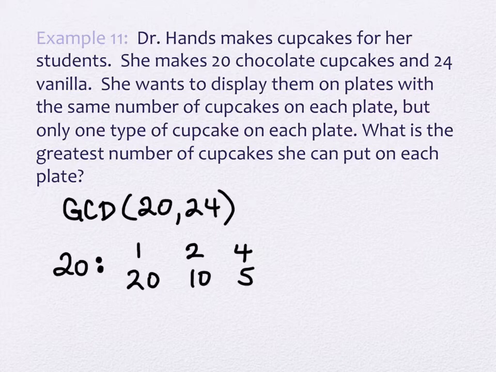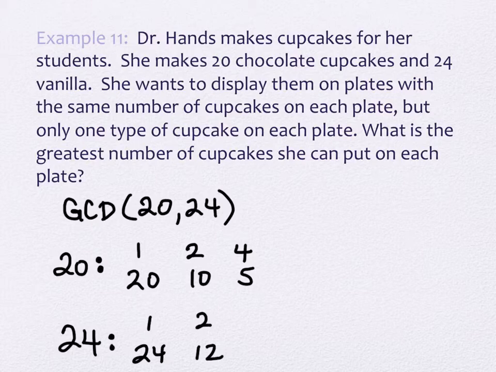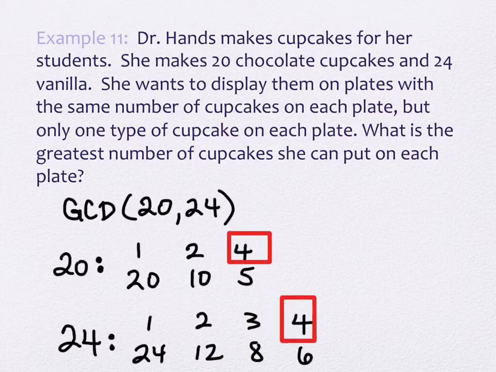Okay, let's do the same thing with 24. Again, I'm going to start with 1 and 24. What else? 2 and 12. 4 and 6. Okay, so for a greatest common divisor, these are all divisors. I need the greatest number in the lists that match. 4 is it. 4 is the biggest number in both lists that matches up.